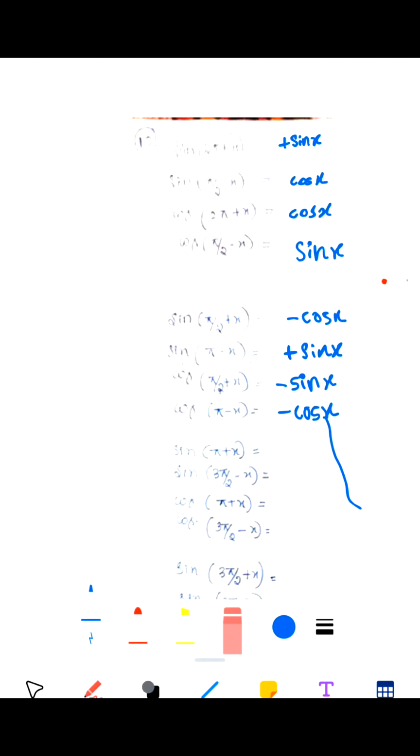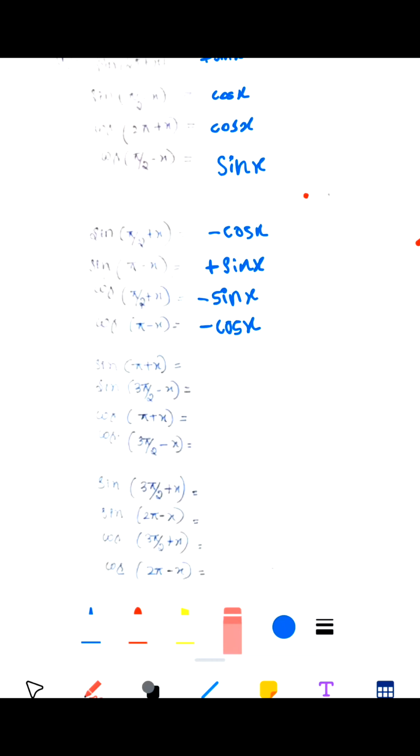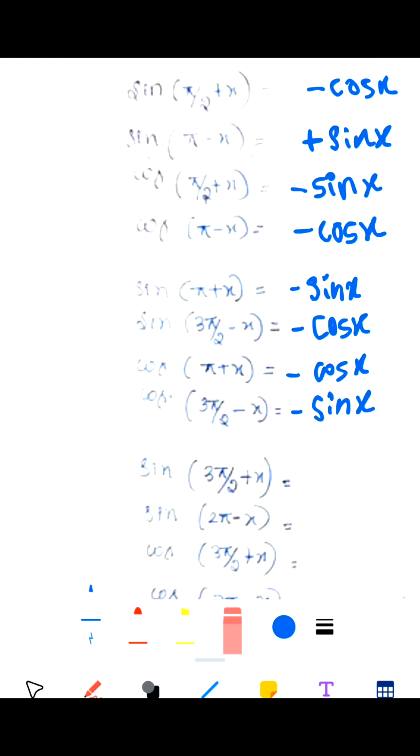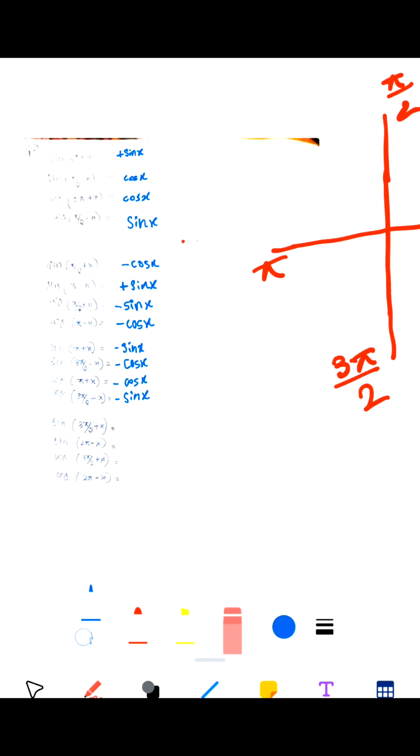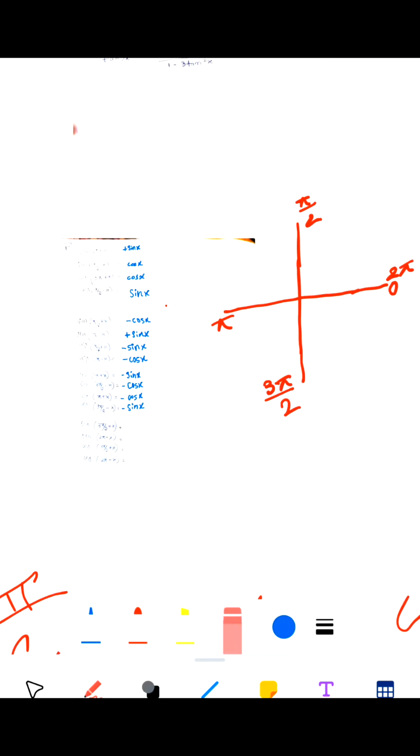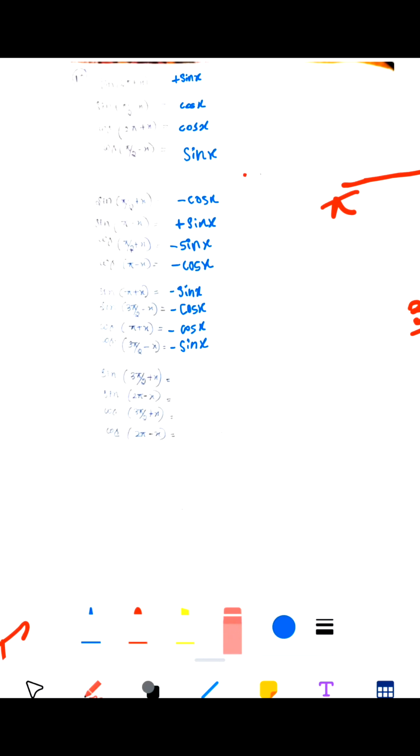Similarly, just try to find the answers for these particular questions by yourself. I will just give you the answer. I hope you found this answer, right? So by using the same trick, sin(pi plus x) is nothing but what? It will lie in your third quadrant. In the third quadrant, tan and cot are positive, the remaining are negative. Therefore sin is obviously negative, so you will get negative.